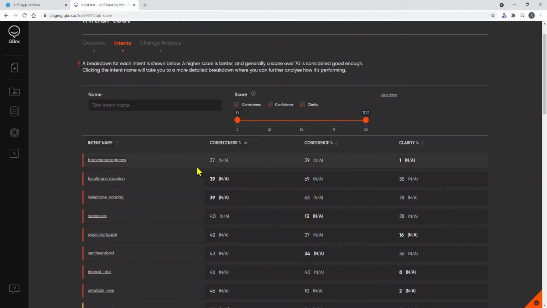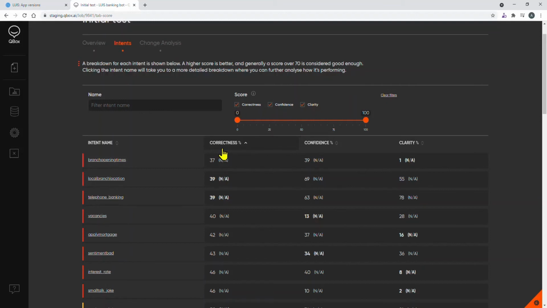Now, it may seem a little daunting to see many red and amber intents with very low scores. However, just start by concentrating on the lowest scoring intent for correctness. Try to make improvements to that one before moving on to the next lowest scoring intent for correctness. Once correctness scores have been improved, you should then look at lower scoring confidence and clarity intents and try to improve those ones too. But always start with improving correctness, because once correctness increases, generally the confidence and the clarity scores follow suit.